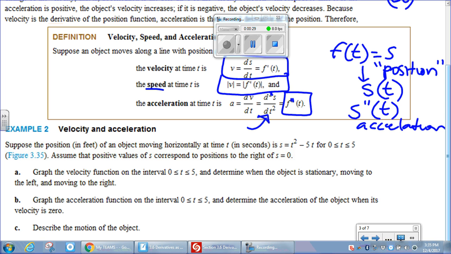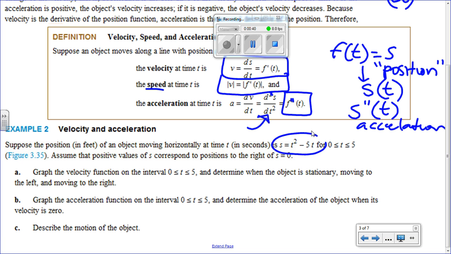question makes more sense. Suppose the position in feet of an object moving horizontally at time t in seconds is, and we have the equation for it here. So s for position, that's the output, and then t for time. And that equation is true for t from 0 to 5. And we're talking about seconds here, not hours, seconds. So assume the positive values of s correspond to positions to the right side of s equals 0. So if we have positive, it's on the right side. If we have negative, it's on the left side.